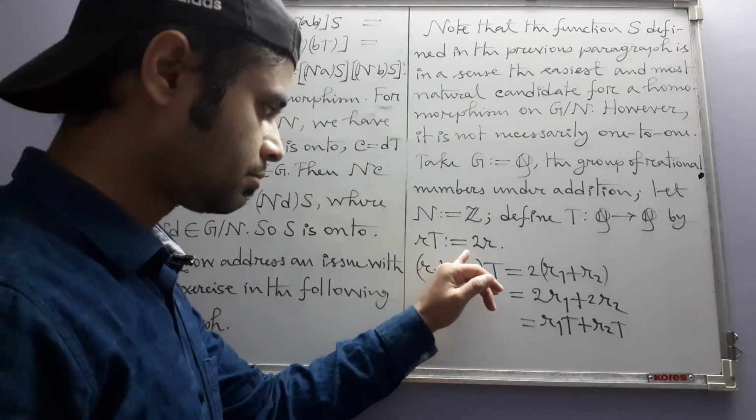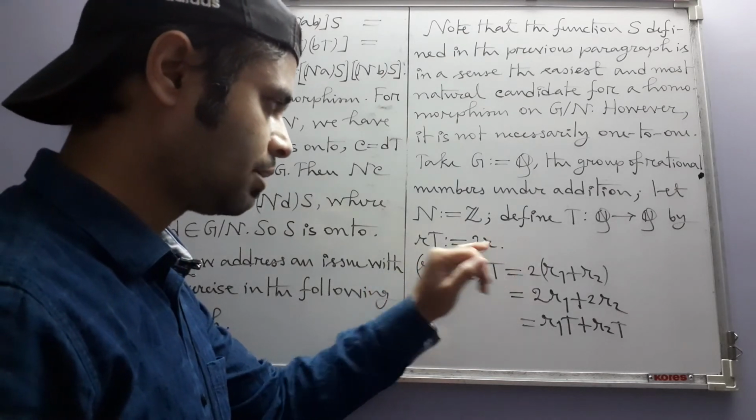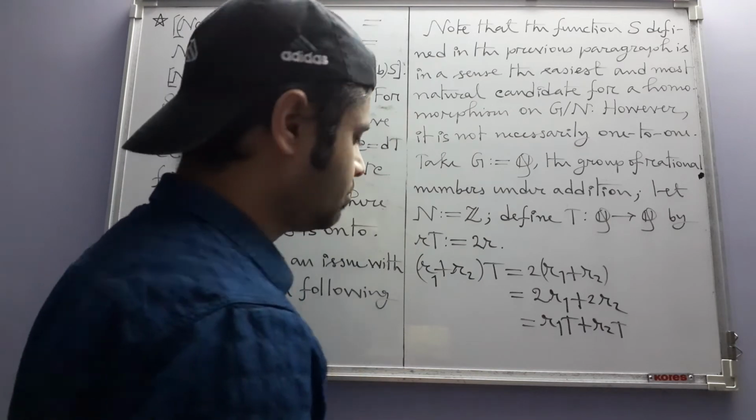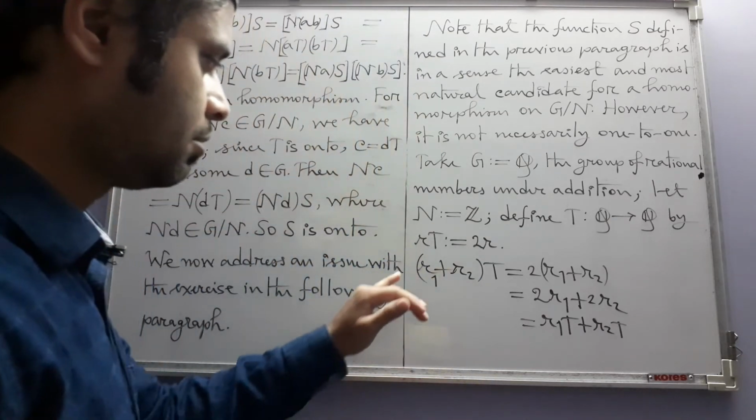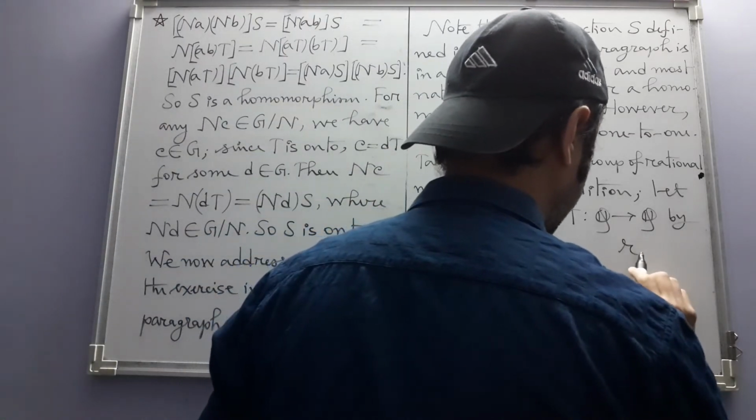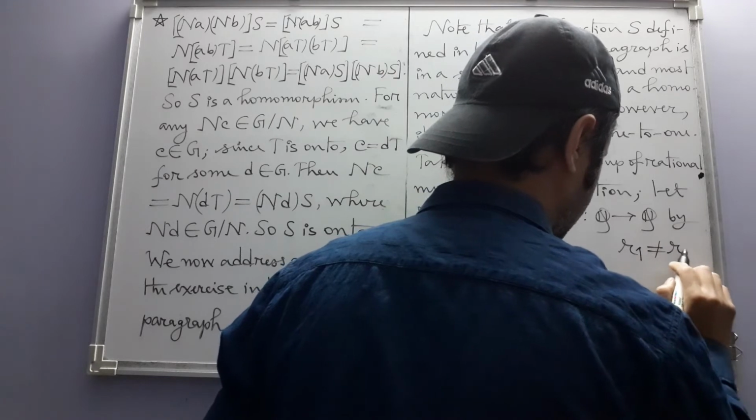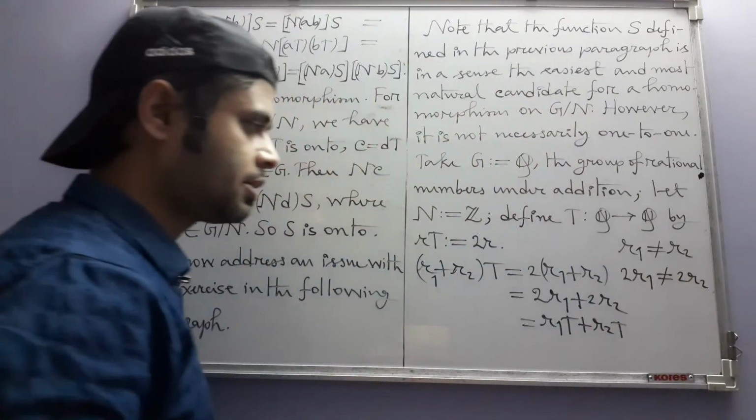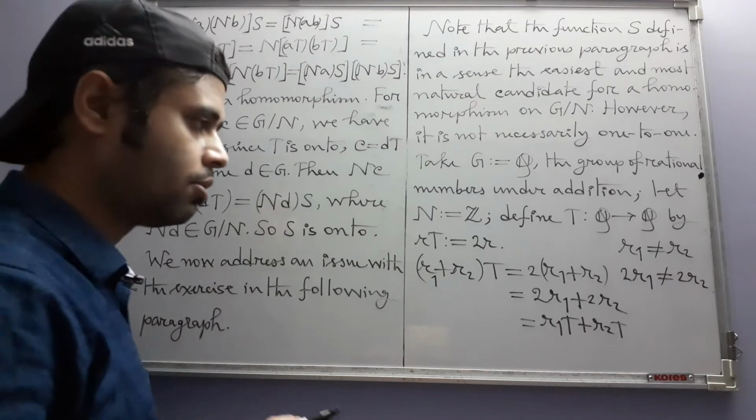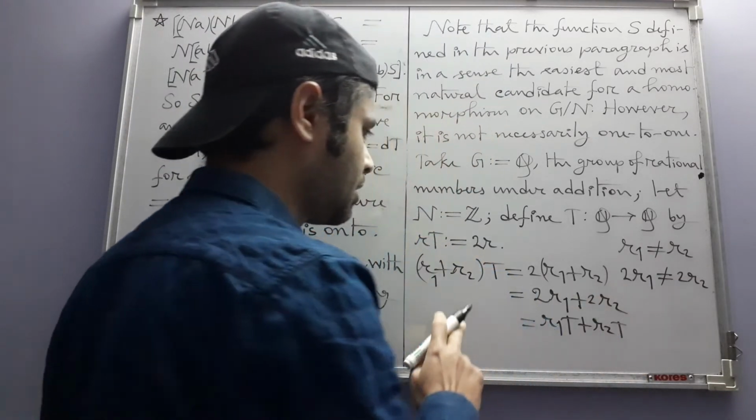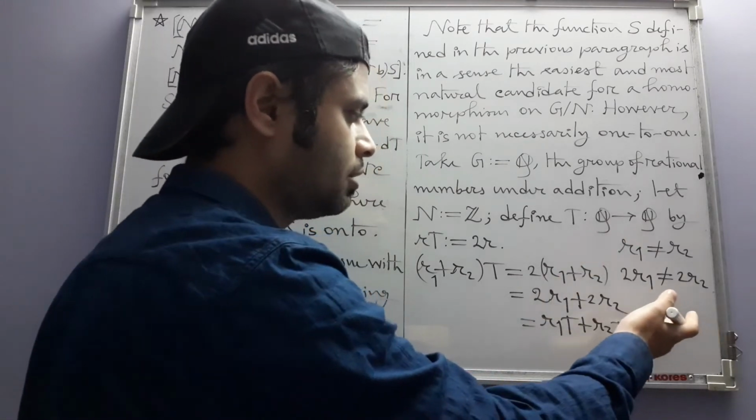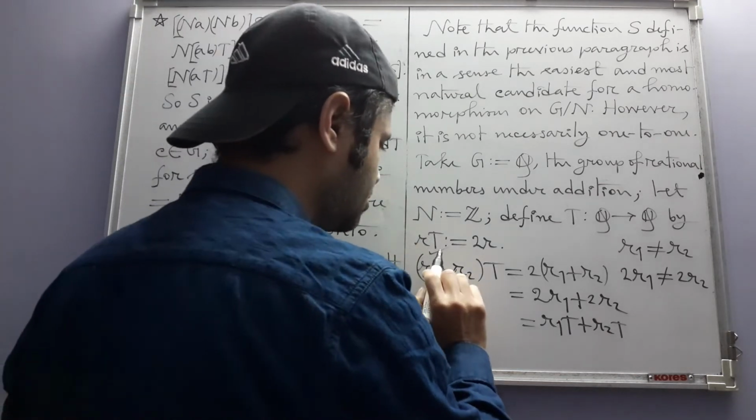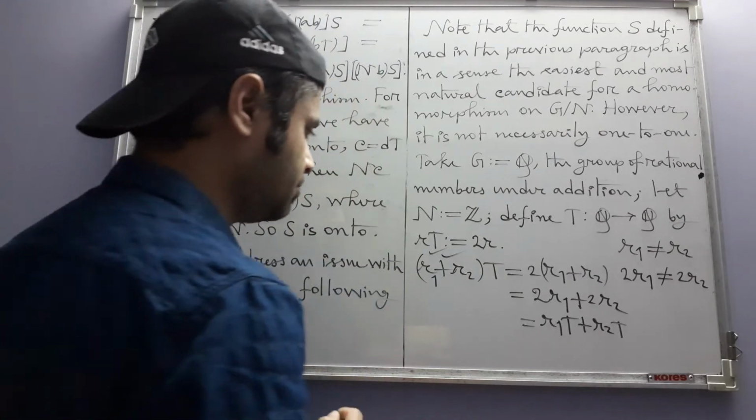Also, T is 1-to-1, right? And T is onto. Why is T 1-to-1? That is because if you have different rational numbers, then their doubles are also different. So distinct inputs give distinct outputs, so it's 1-to-1. Or you can also show that if r1 and r2 are two rationals for which the outputs are equal, then the inputs are equal, because you can then cancel two from both sides. So this T is a homomorphism, it's 1-to-1. Is it onto? Yes, it is onto.